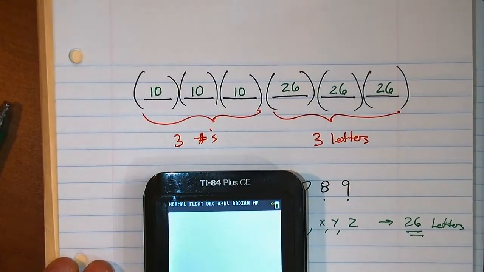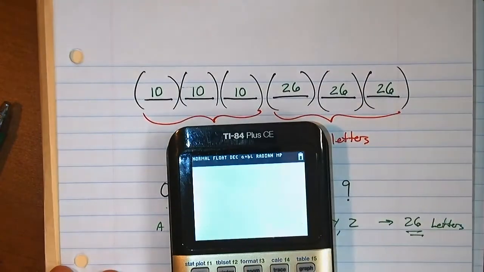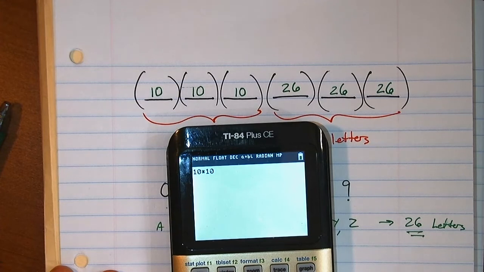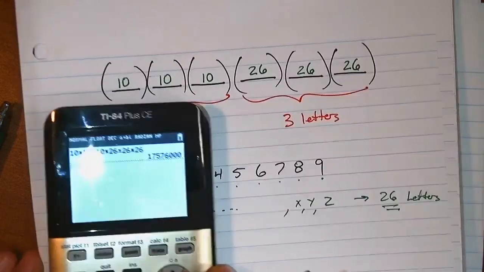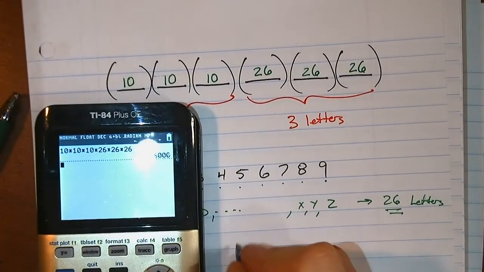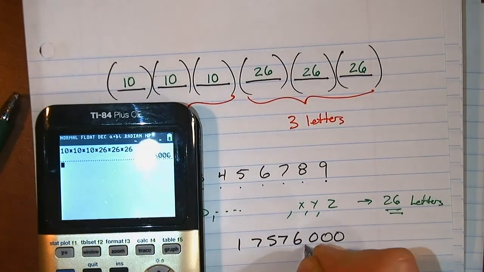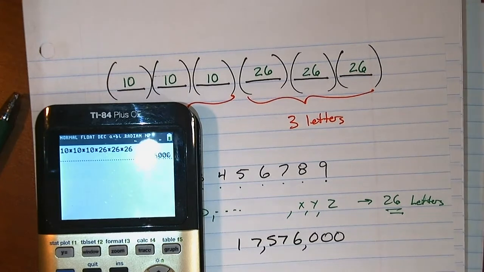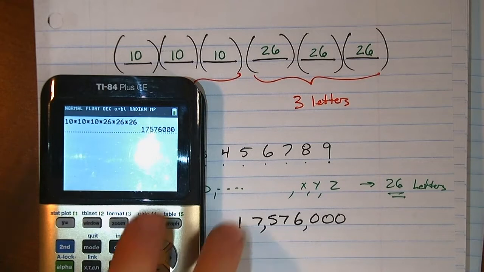And according to the fundamental counting principle, my answer should be what I get when I multiply all of these together. So I have 10 times 10 times 10, and then times 26 times 26 times 26. And there's the total number of license plates that we could potentially have. Okay, so 17,576,000 license plates.